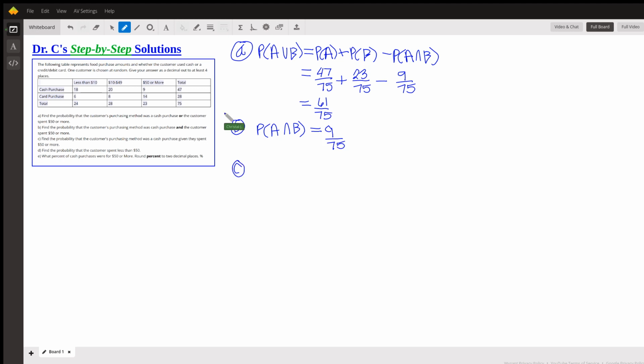C, find the probability that the customer's purchasing method was a cash purchase given they spent $50 or more. So the probability of A given B equals the probability of A and B over the probability of B. This is a conditional probability formula. Whatever comes after the word given is what you use as your denominator. In this case, it says given they spent $50 or more, so we're looking at the 23. Out of the 50 or more, how many used cash? That's 9 out of 23.